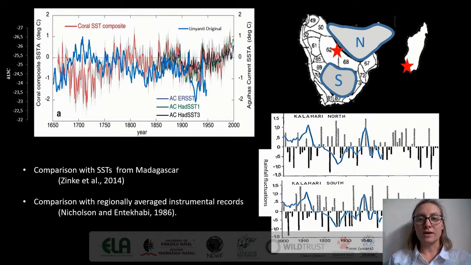The graphs on the right show comparisons of the Linyanti rainfall record against regionally averaged instrumental rainfall records from Nicholson and Entekhabi. These records don't match up as nicely because the Linyanti tree is located on the boundary between the two clusters. But it's important to note that they do show coinciding spikes in response to rainfall variation.